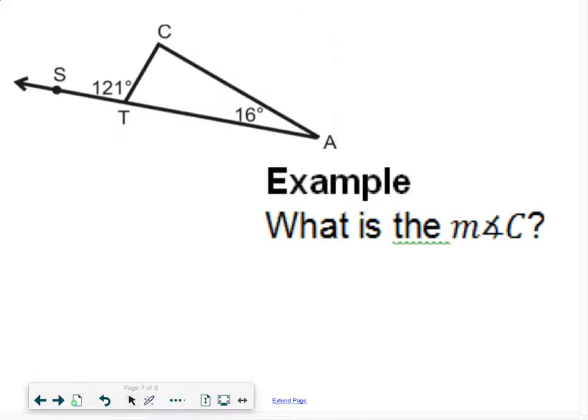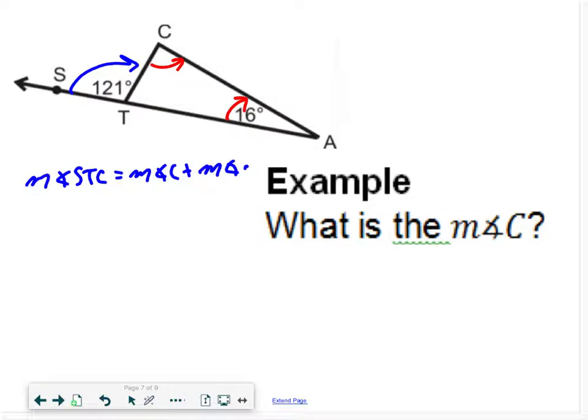How do I use that? All right, so when I take a look at this picture, again, I've got a triangle with an extended side here. This is my exterior angle. So we know then the measure of angle STC should be the sum of its two remote interior angles. So in this case, it would be the measure of angle C plus the measure of angle A.